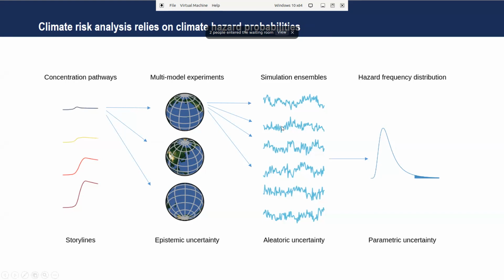And so in terms of probabilities, what we have on the right is a parametric uncertainty related to the fit of the distribution for those hazards. In terms of the simulation ensembles, we have an aleatoric uncertainty due to natural variability. From the climate models, we have an epistemic uncertainty because we don't fully understand all climate processes. But on the left, we don't really have probabilities for the storylines that drive those models. So if we want a probabilistic assessment of the hazards and risk, we need to be able to assign probabilities to those concentration pathways on the left.